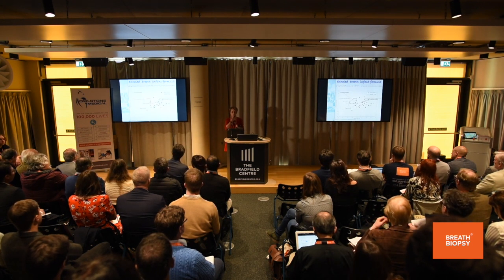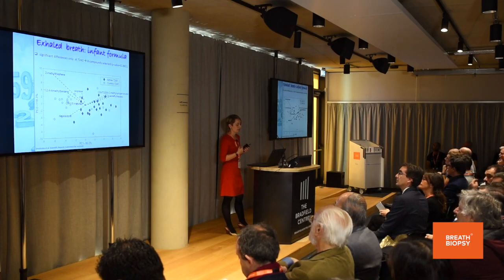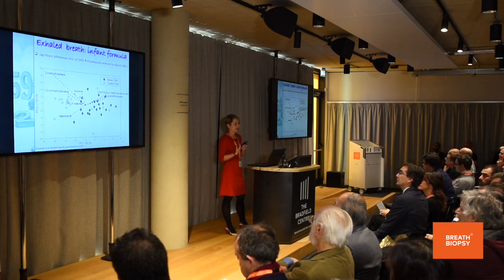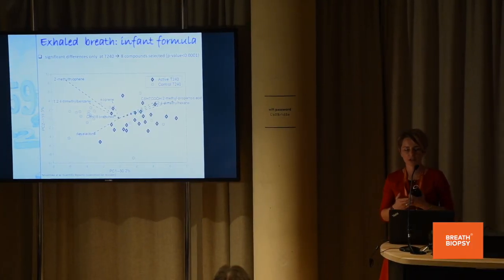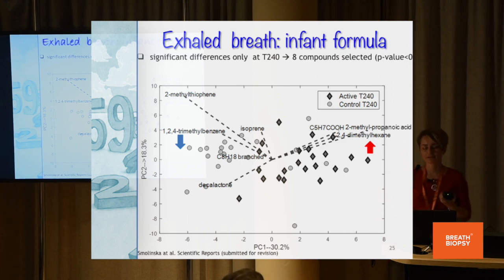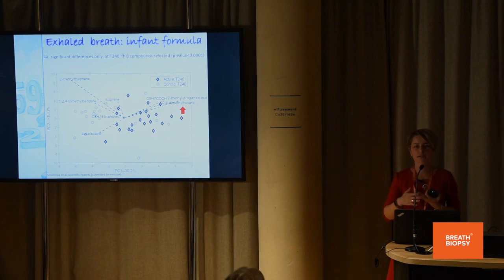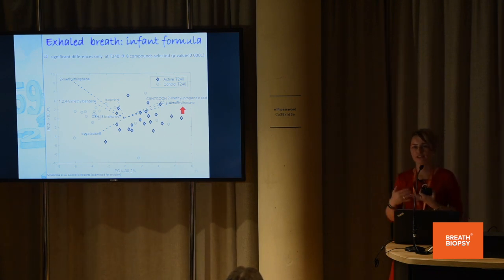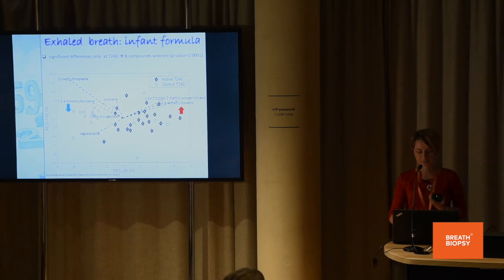And this is what you see here. So it's again a scatter plot. Each point here is a sample, and you see diamonds are the active group, and circles are the control. Of course, there is no perfect separation, but this is just a visualization. And the lines that you see here are the 8 compounds that were found to be the most significant. And you can see that the compounds on your right are the ones that are upregulated in the breath of individuals that consumed the active product, and the ones on the left are downregulated.